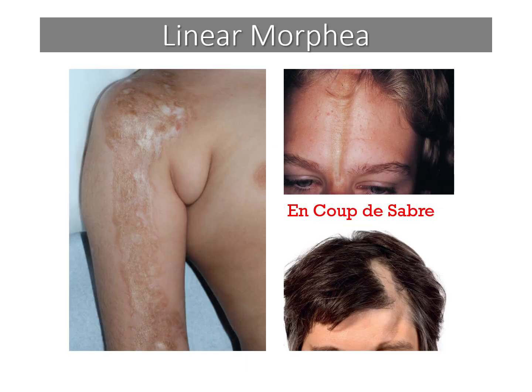And morphea can also be linear. So it could involve just one part of one extremity. It could be linear on the forehead and on the scalp, and this is referred to as en coup de sabre morphea. And you will see this depression, and on the scalp, the area involved could have alopecia, again, so loss of the hair in that area.